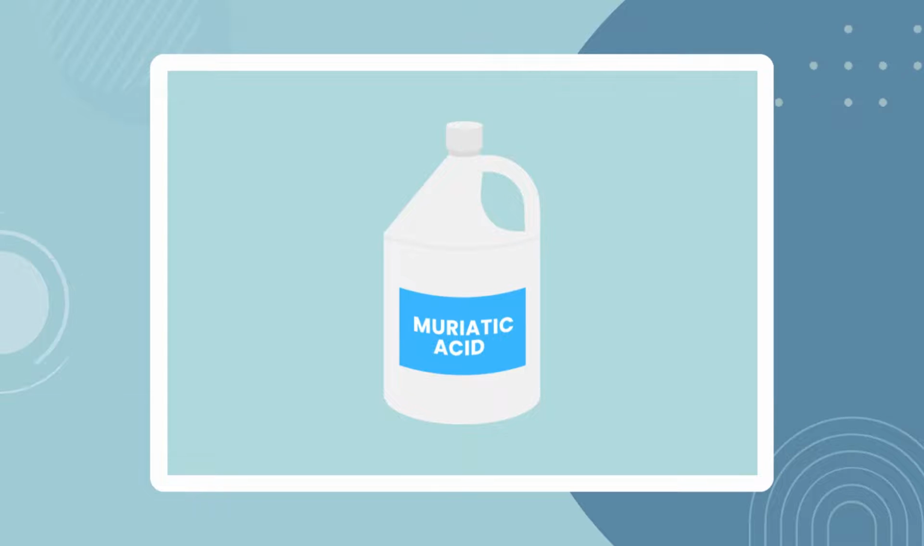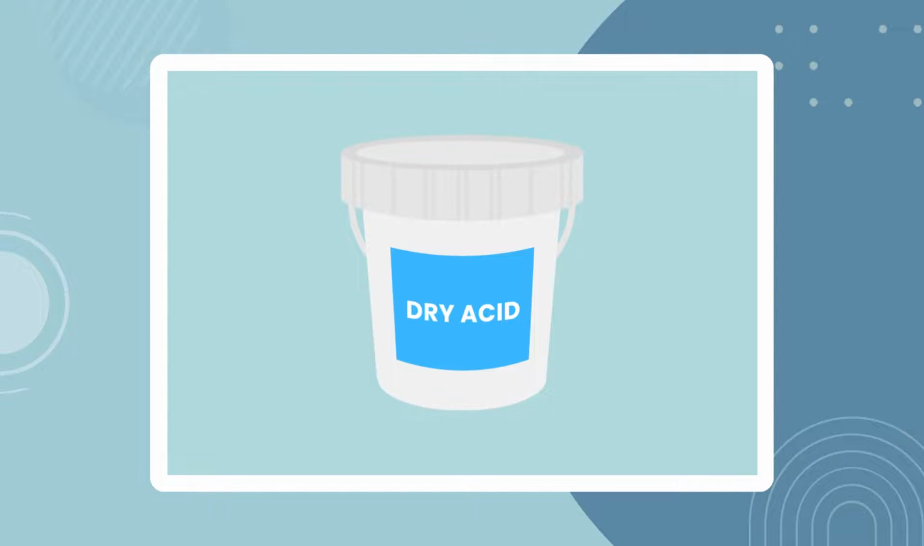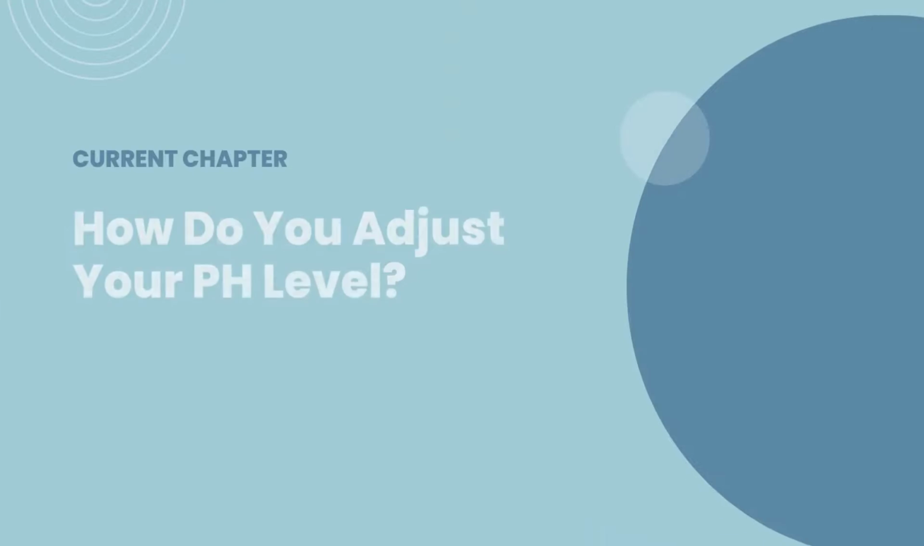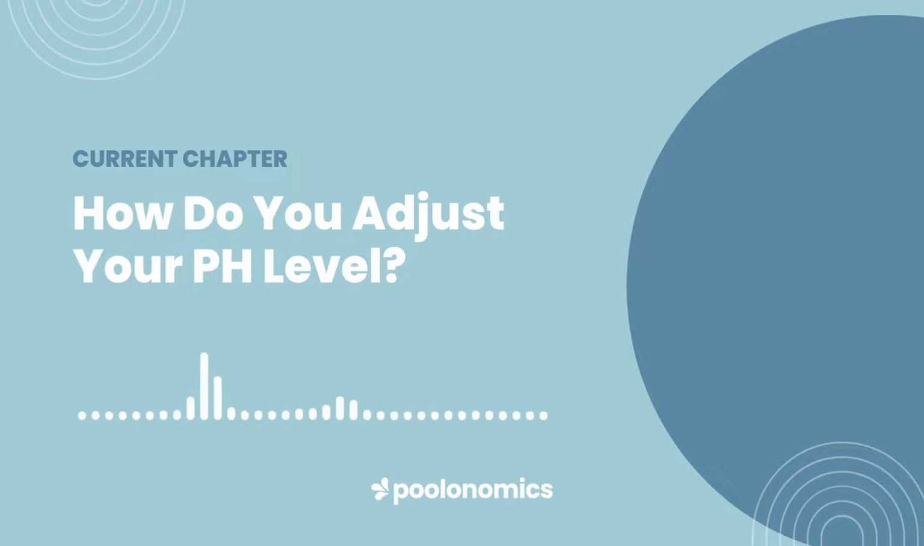A common alternative is sodium bisulfate or dry acid. As its name suggests, this is a dry form of acid that's easier and safer to handle, but it does add sulfates to your water, which can lead to excessively high sulfate levels over time.